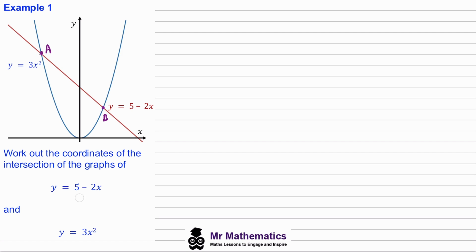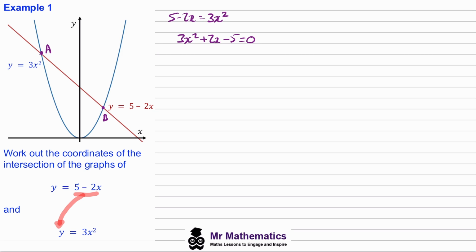And the way we go about this, we substitute this expression for y from our straight line into the y from our curve. So we have one equation involving x. So we have 5 minus 2x will equal 3x squared. Now we can solve this quadratic by making it equal 0. So 3x squared plus 2x minus 5 will equal 0.